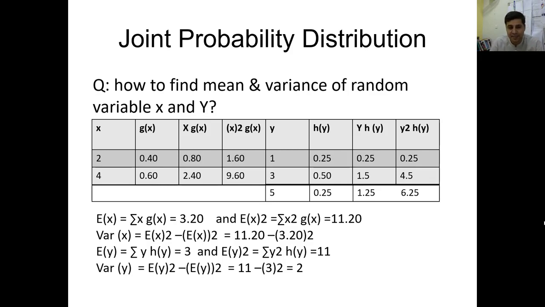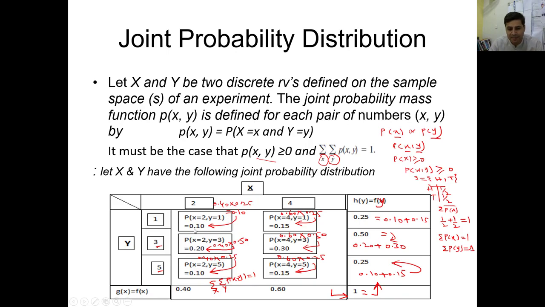Now in this lecture, the topic is how we will find the mean and variance of random variables x and y. Because in the previous lecture we constructed the joint probabilities, it is now very easy to calculate the mean and variance. In this example I am going to show you how to calculate that. You can see this is the joint probability distribution which we have already formulated.